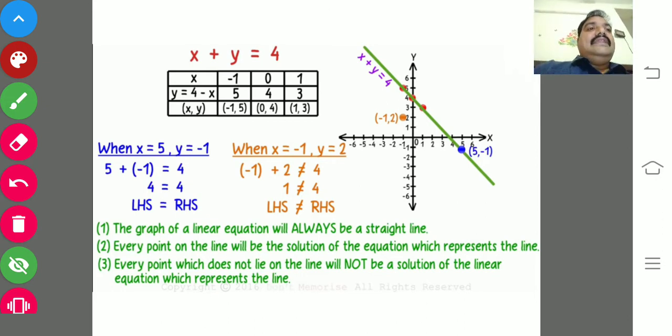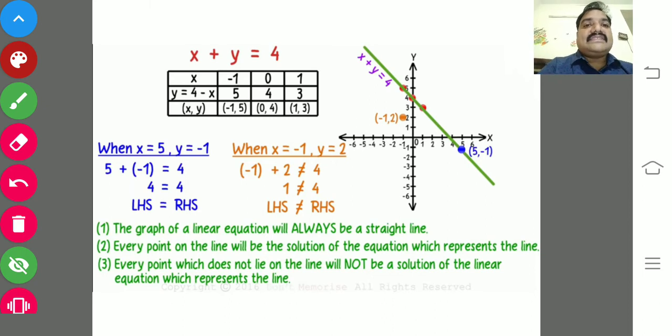So in point of view, if you want to take a solution, you have to take the points which lie on a straight line. So this is very, very important, children. This is the basic fundamental linear equation solving problem.